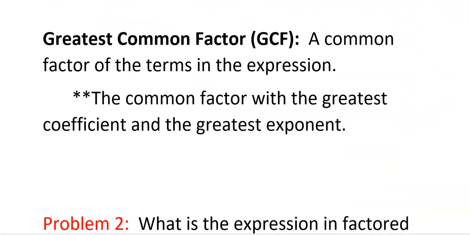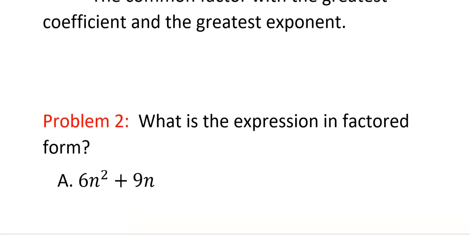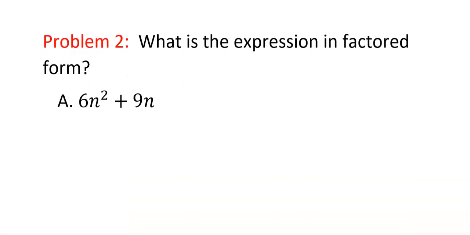Okay, so the greatest common factor is a common factor of the terms in the expression, the common factor with the greatest coefficient and the greatest exponent. So with this one, we need to actually look at these two terms, and a lot of times if there's only 2 terms, there's something you can take out of each, and that's that greatest common factor. So when I look at factors of 6 and factors of 9, what's the greatest number that I can take out of both of those?